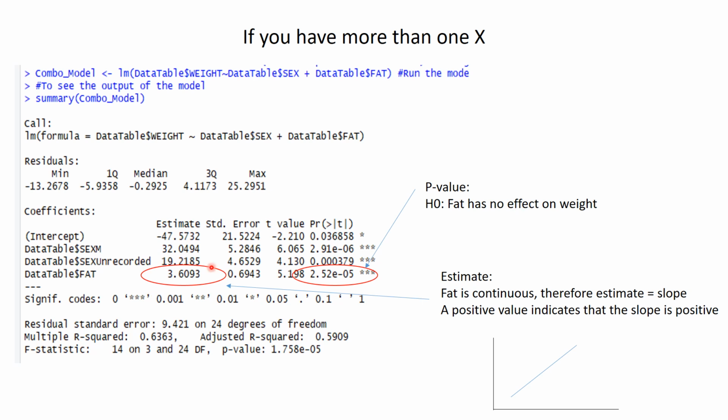All right. We know that fat has an effect. Now we want to know what is the nature of the effect. Does weight increase or does it decrease as fat increases? And we can see that we have a positive slope. The slope is larger than 0, and therefore we can say there's a direct relationship between weight and fat. So as fat increases, weight increases.